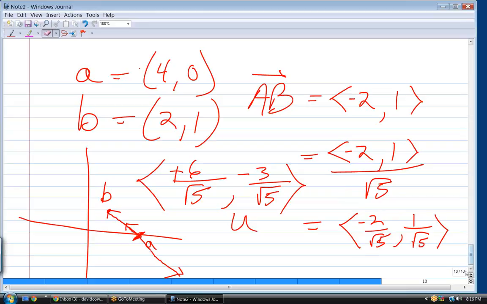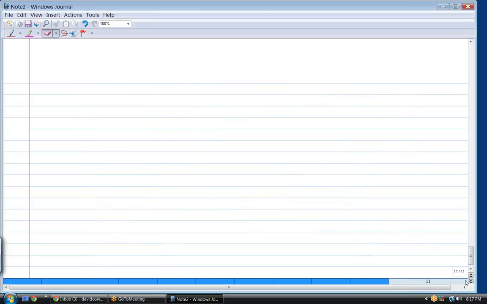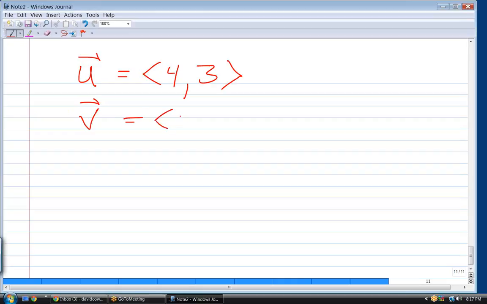Okay, what else? Let's see. Find the direction angles of U and V and the angle between U and V. Okay. The first one is U equals 4, 3. And that is a vector, correct? Yes. And V equals 2, 5. What was the question? Find the direction angles and the angle between U and V.